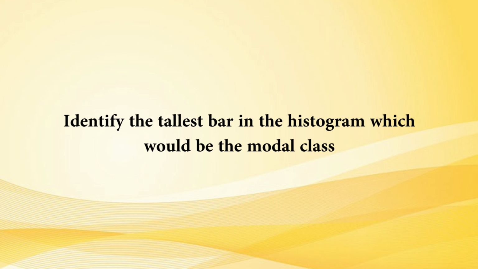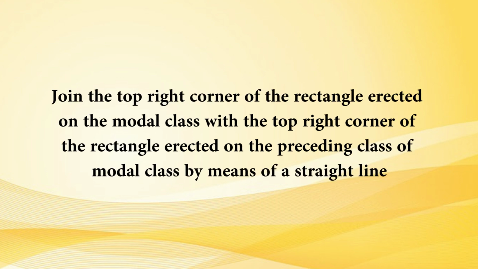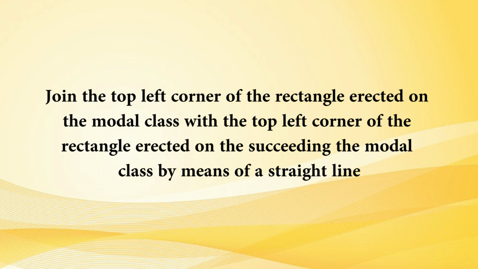First, identify the tallest bar in the histogram, which would be the modal class. Then, join the top right corner of the rectangle erected on the modal class with the top right corner of the rectangle erected on the preceding class of the modal class by means of a straight line. After that, join the top left corner of the rectangle erected on the modal class with the top left corner of the rectangle erected on the succeeding class by means of a straight line.